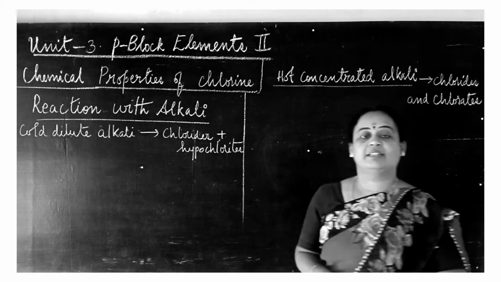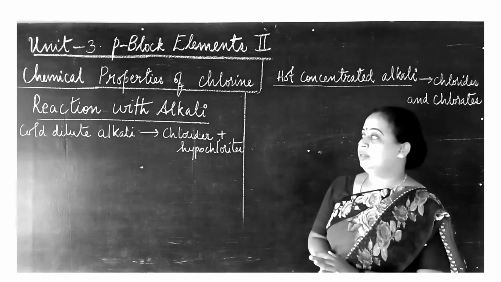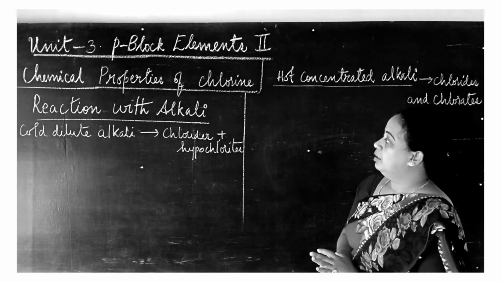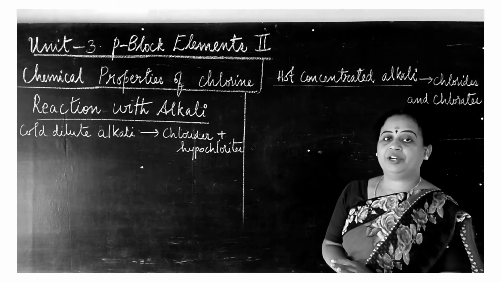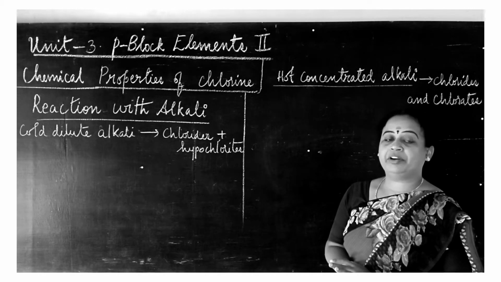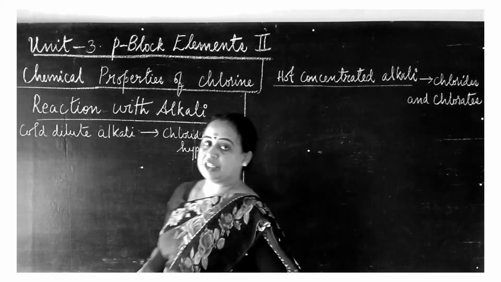Hello students, now let us see the reaction of chlorine with alkali, which is the chemical property of chlorine. Having studied different properties of chlorine, here we will study how chlorine reacts with alkali. Chlorine reacts with alkali under two conditions.